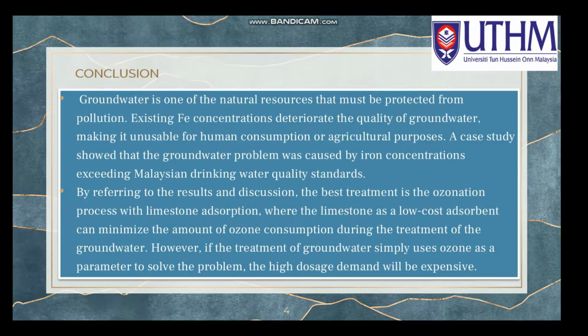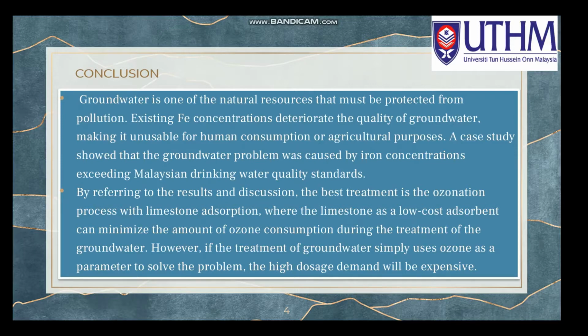In conclusion, groundwater is one of the natural resources that must be protected from pollution. Existing iron concentrations deteriorate the quality of groundwater, making it unstable and unusable for human consumption or agricultural purposes. The case study showed that the groundwater problem was caused by iron concentrations exceeding Malaysian drinking water quality standards.